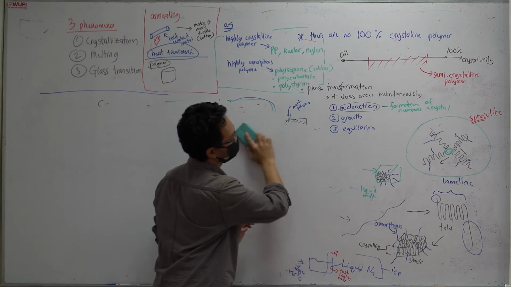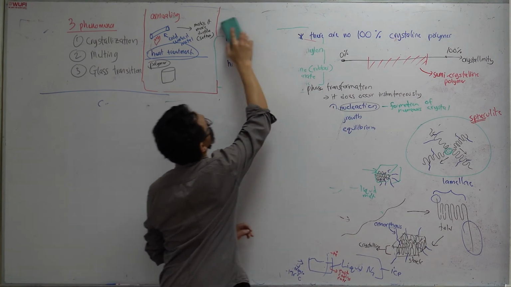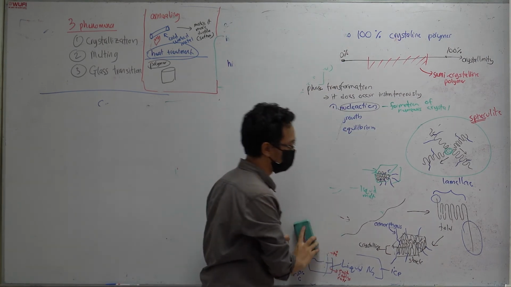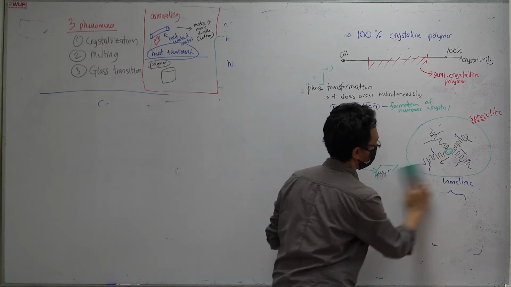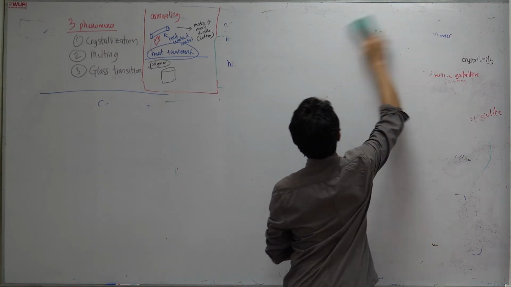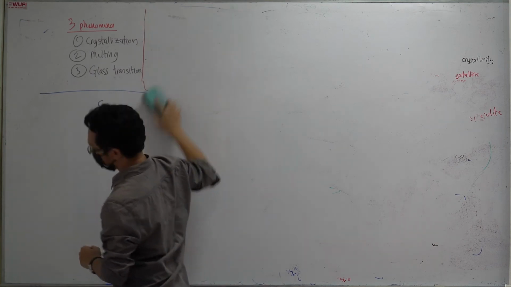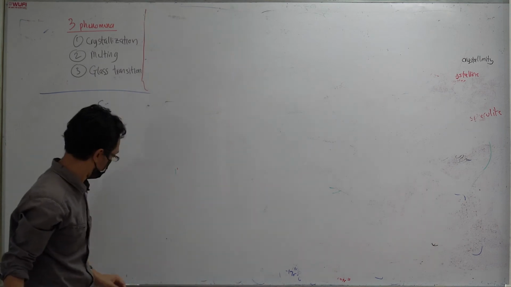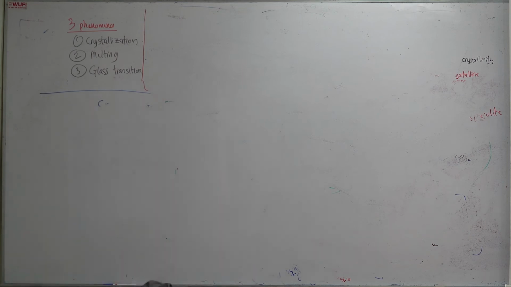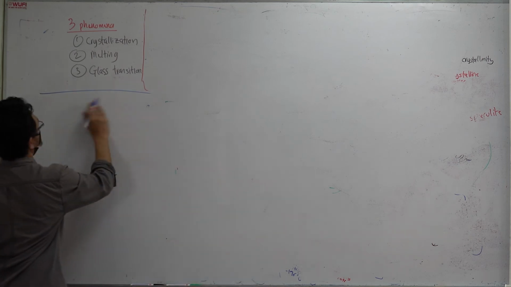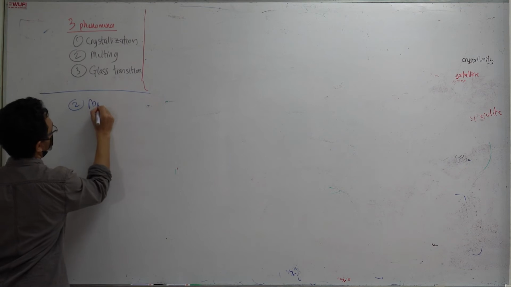Melting is basically the reverse of crystallization, just simply a reverse of crystallization. So let's talk about melting. Number 2, melting.